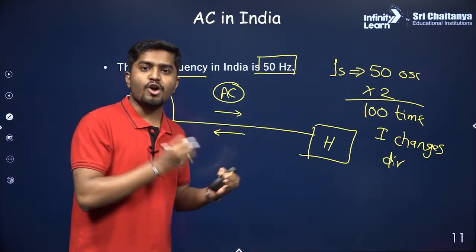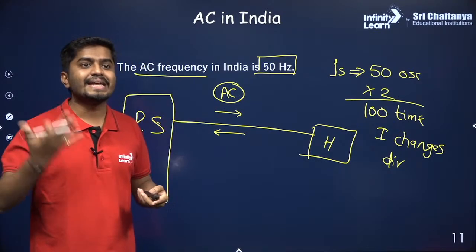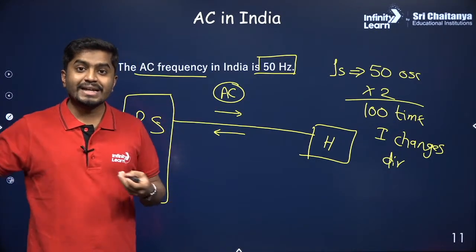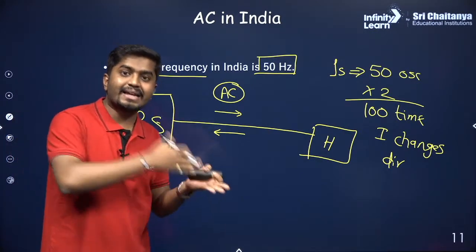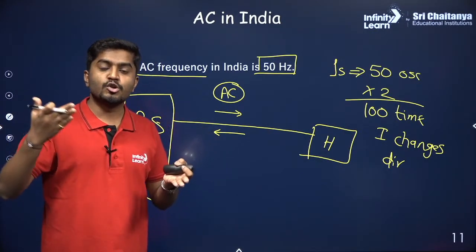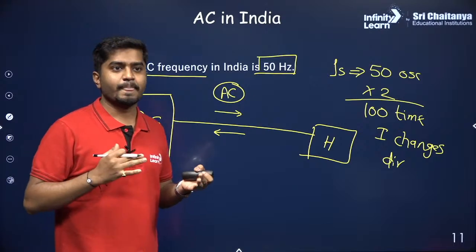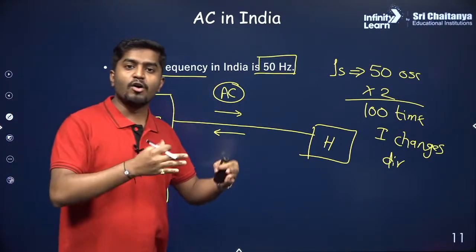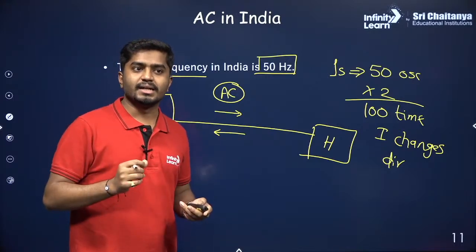Because of Joule's law of heating, it starts heating the wires or the cables, correct? When it heats the cable, the electrical energy gets converted into heat. So a lot of energy is wasted in DC. In AC, you can transmit the power using minimum current.